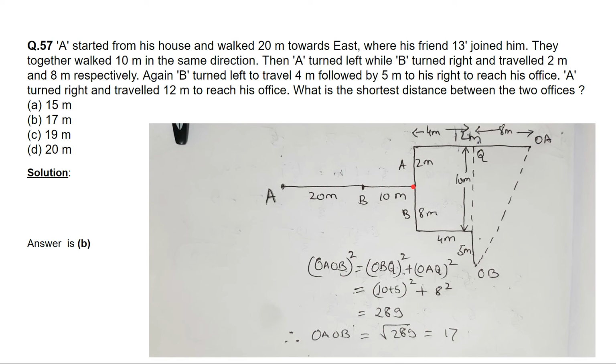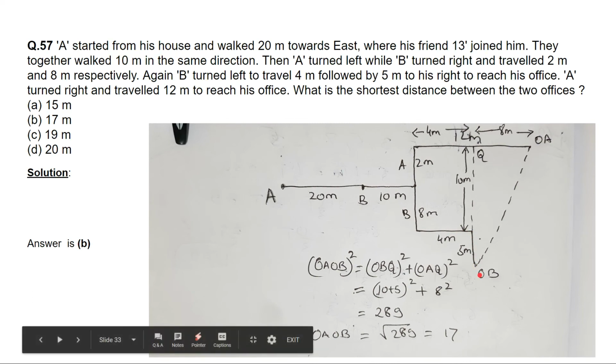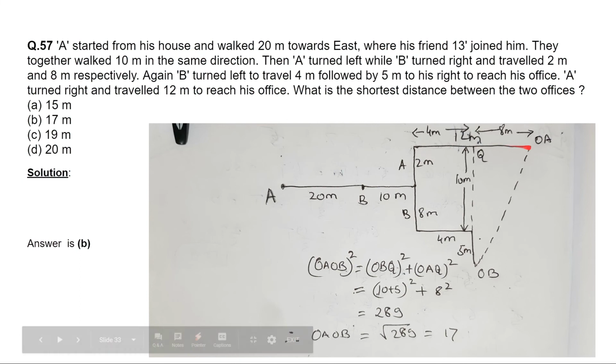Okay, this is a very interesting question. A starts from this point, he goes 20 meters, then he meets B here, then they both start together, they go 10 meters further, then A moves to the left, B moves to the right 8 meters, A moves 2 meters. Now B takes a left here again, he goes 4 meters, then he takes a right 5 meters, and he reaches his office. So this is office for B, OB.